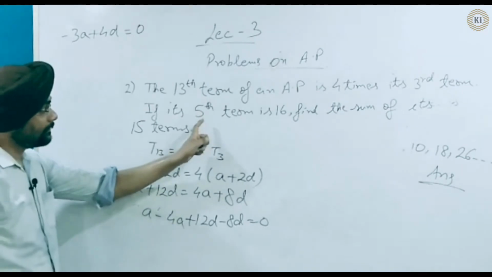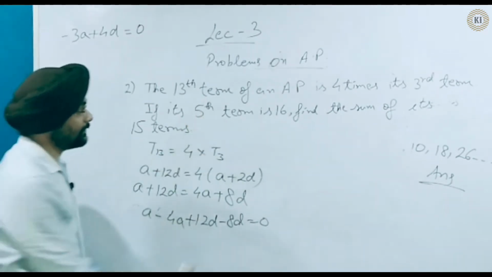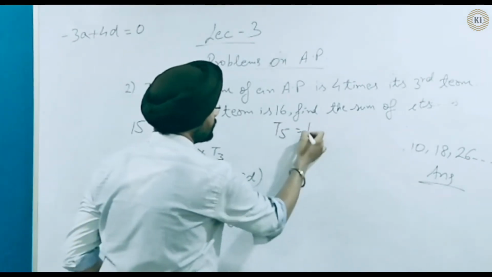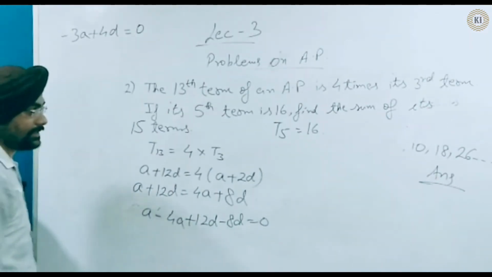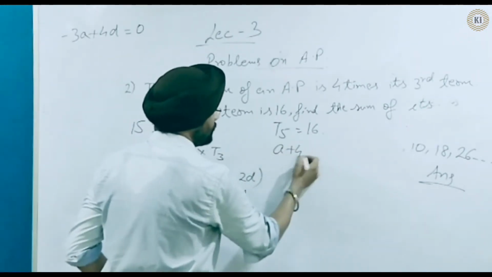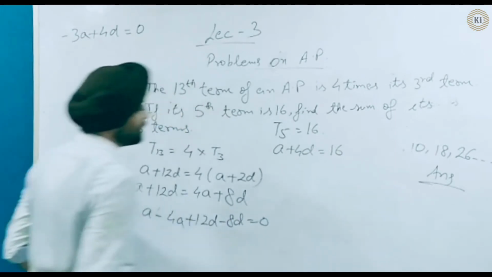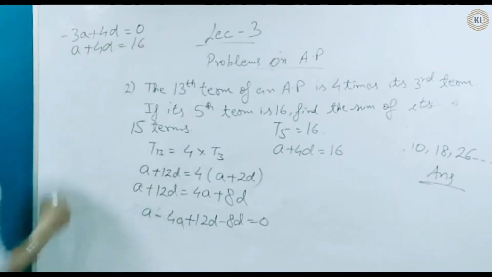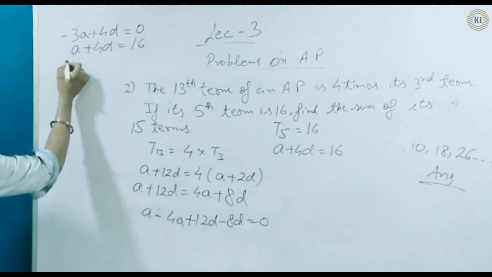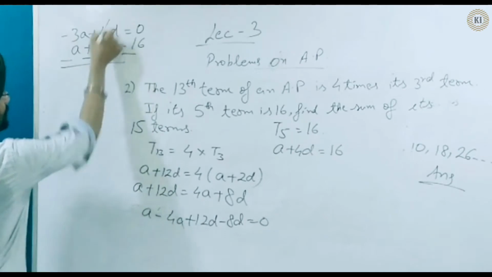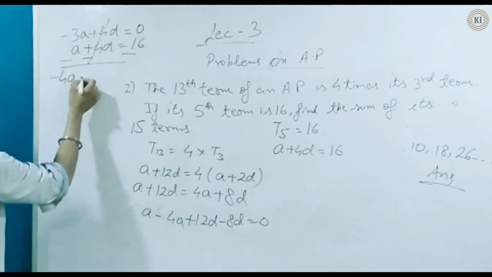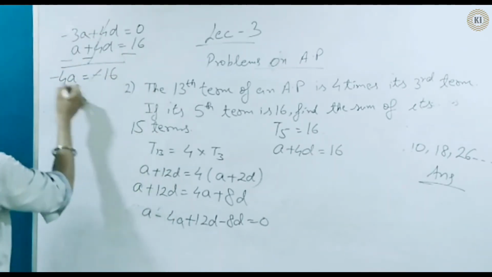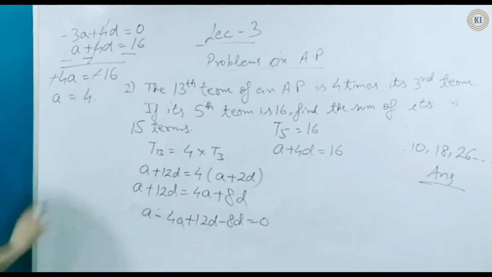Now second is, if its fifth term is 16. This term is given as 16, it means a plus 4d is given as 16. So here we can write a plus 4d will be equal to 16. Now solve both the equations simultaneously. So minus, minus, minus cancelled. It will be minus 4a equals minus 16. Value of a will be 4.